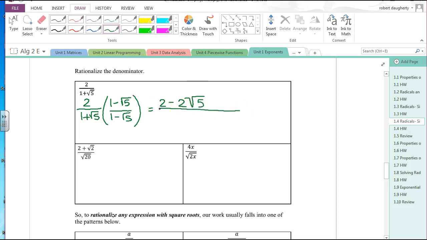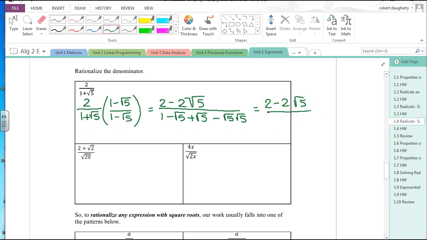And on the bottom, I'm multiplying two binomials. You learned how to do this with what? FOIL. So 1 times 1 is 1. Outside terms, you get minus root 5. Inside terms, you get plus root 5. And the last terms, you get minus the square root of 5 times the square root of 5. Okay? So this becomes 2 minus 2 root 5.